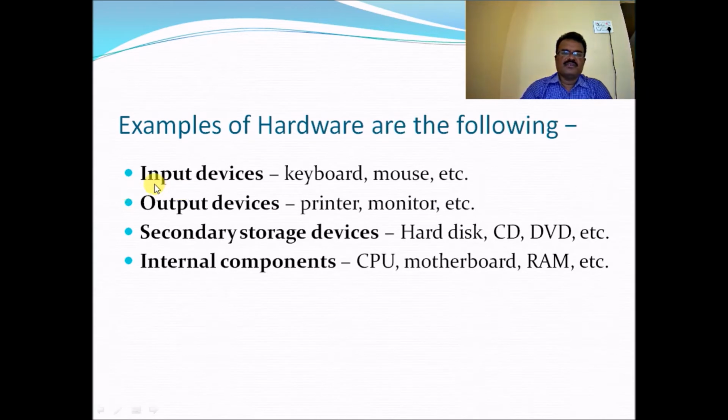Examples of hardware include input devices. These input devices are mainly a keyboard and mouse. The keyboard is called a standard input device, and the mouse is a pointing device. Output devices are the printer and monitor. The monitor is always called the standard output device. Different types of printers are available in the market, and based on the requirement, we purchase the printer. The secondary storage devices are the hard disk drive, CD-ROM drive, and DVD drive. And internal components are the central processing unit, motherboard, random access memory, etc. These are the examples for hardware.